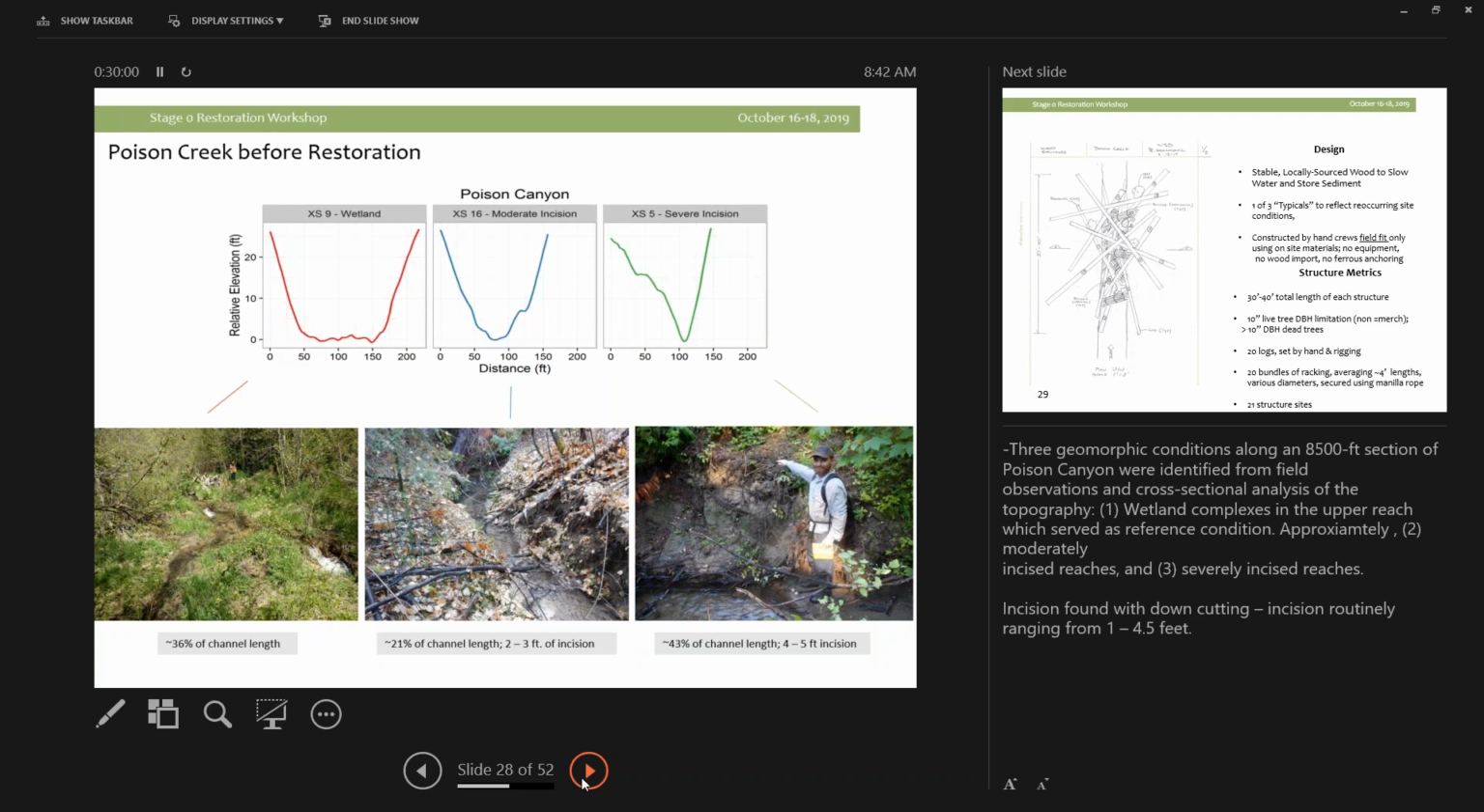What are we looking at here? So at the very upper reach of the DNR parcel, there's actually some really nice reference wetlands here, and this is about 36% of the channel length. It looks really good up there. We've got multiple channels, and wetlands are engaged. Immediately downstream of that, we start to get into the incision pretty severely. So about 21% of the channel is moderately incised, 2 to 3 feet. 43% was severely incised, 4 to 5 feet of incision.